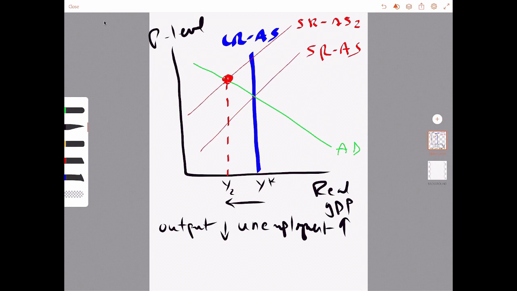We should see in the next few weeks, when unemployment data is released, unemployment rates go up and maybe go up substantially. Output's going to fall, GDP is going to be lower. And what we might expect to see, if this is the only change in the economy, is that price levels go up as well.